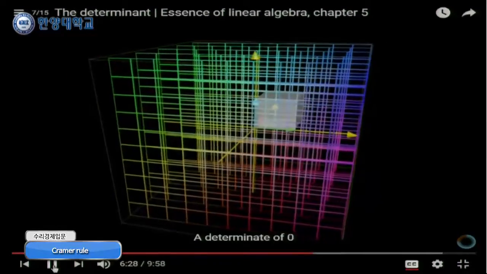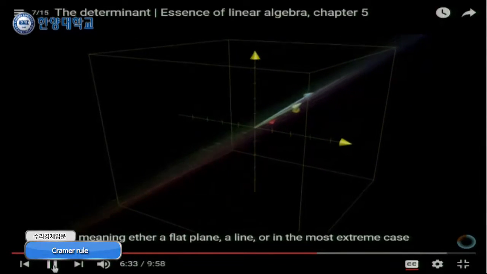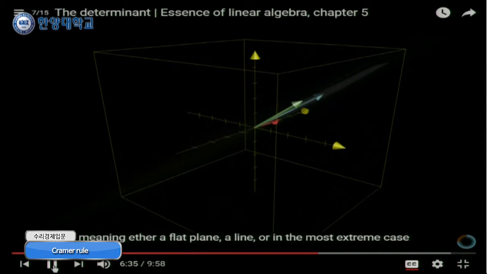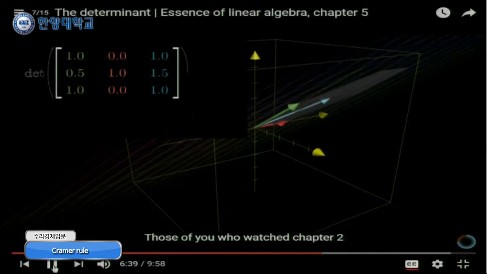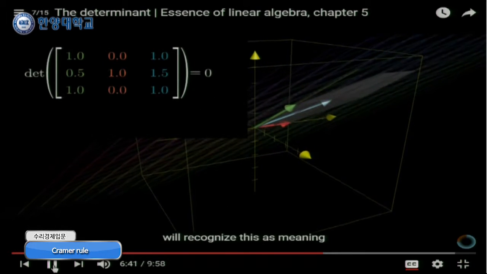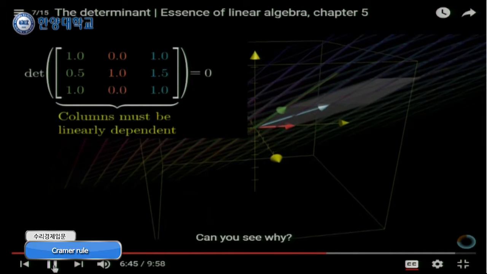A determinant of 0 would mean that all of space is squished onto something with 0 volume, meaning either a flat plane, a line, or, in the most extreme case, onto a single point. Those of you who watched Chapter 2 will recognize this as meaning that the columns of the matrix are linearly dependent. Can you see why?